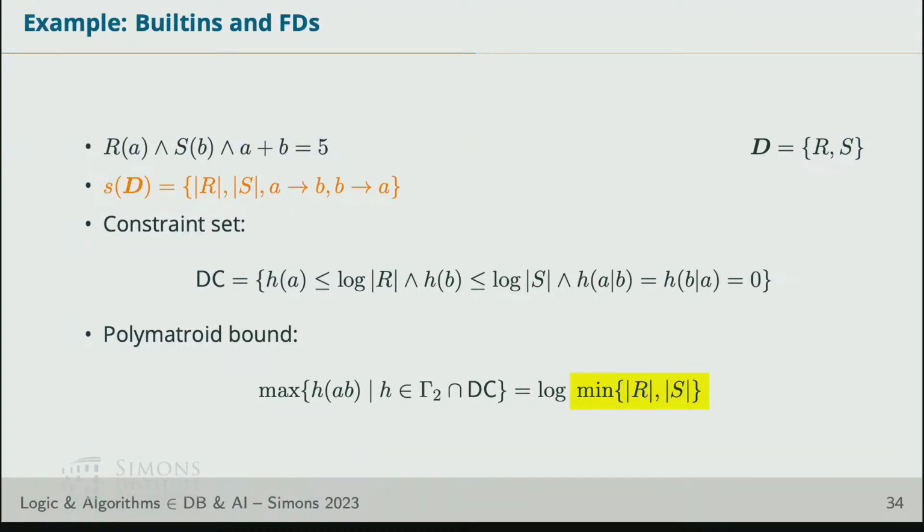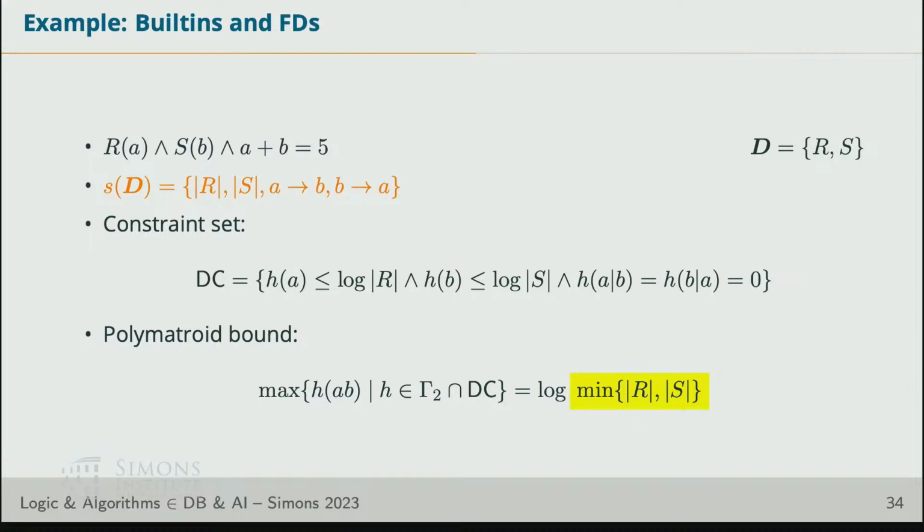So here you will notice that, given A, you have B, and given B, you have A. This degree constraint comes from the little relation A plus B is equal to 5. If you plug in the conditional entropy, you get the bound to be the minimum of R and S. So as a human reasoner, you would be able to infer this, right?